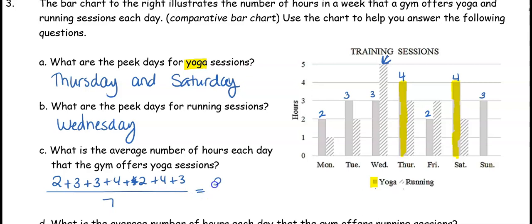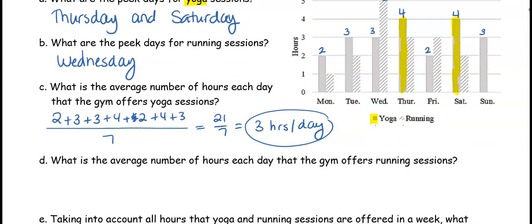When I divide, we get 21 over 7. So the average is 3 hours a day. So some days it only offered it 2 times and sometimes it offered it 4. But when you average it out, they on average offer it 3 hours a day.